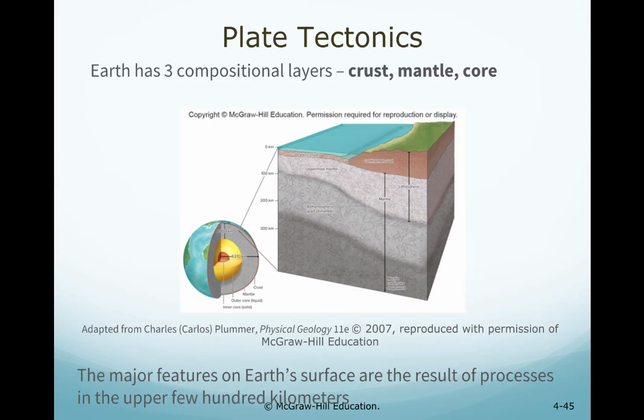The Earth has three compositional layers: the crust, the mantle, and the core. The crust being the outer surface, and the mantle between the core and the crust. And the core is in the center. Here's the center, the mantle and the crust.